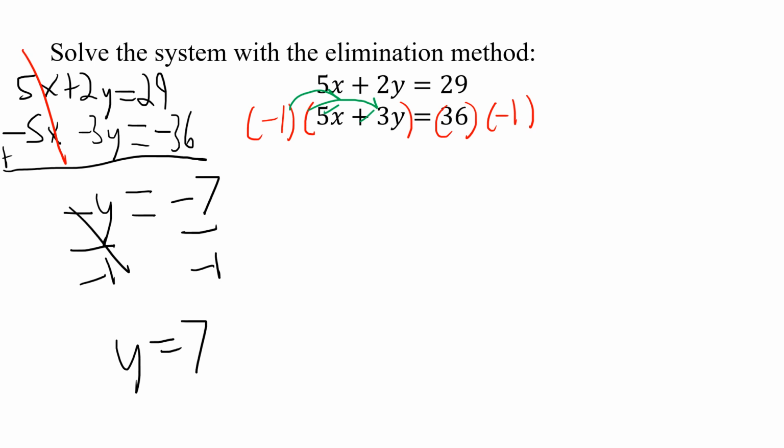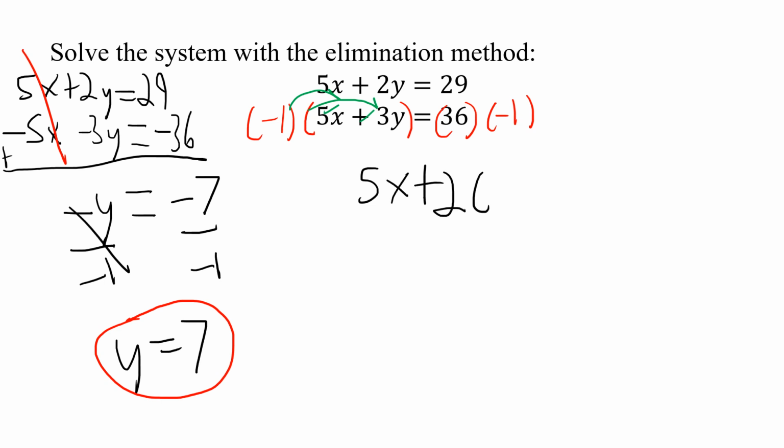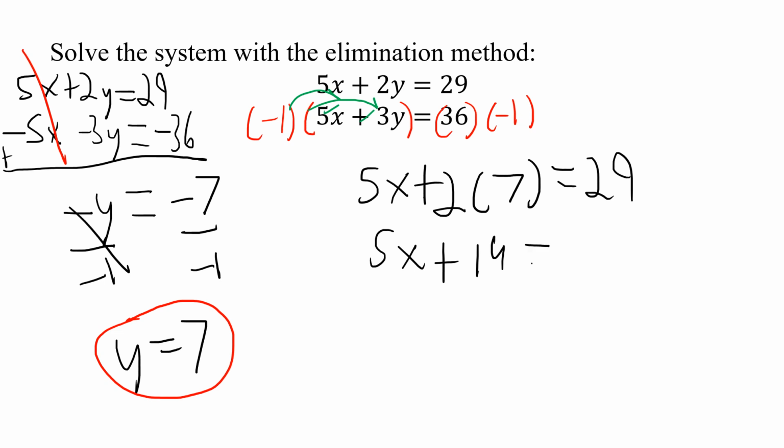So we have our first part of the solution, but we still have to plug it back in to find the other part. I'm just going to use the top equation because that's typically what I do, but if on your problems the bottom equation happens to be easier, go ahead and do that. You can use the one that's easier whenever you plug it in. But we have 5x plus 2 times y. We said y was 7, so I'm going to put 7 in for y, equals 29. Well, we know that 2 times 7 is 14, so we can simplify that a bit.